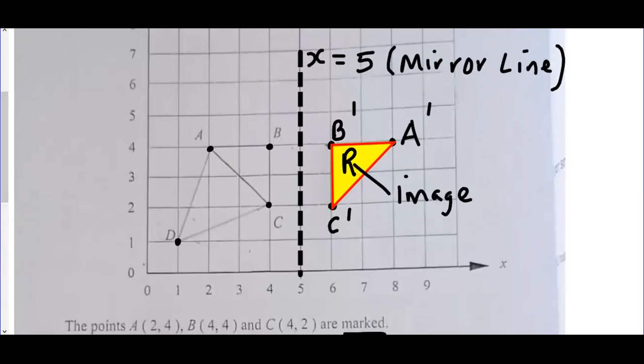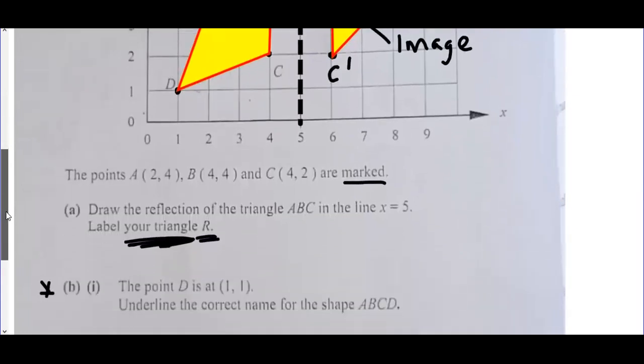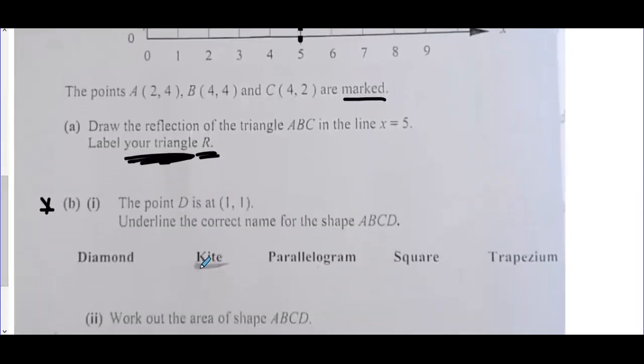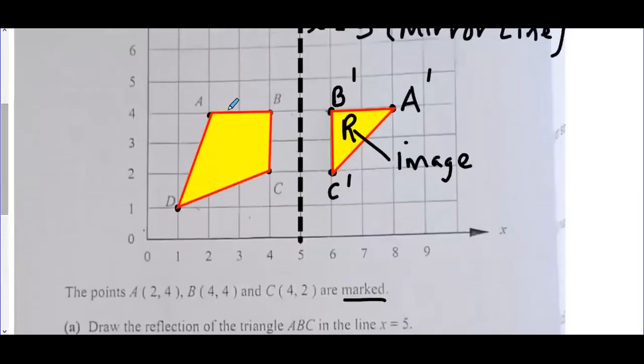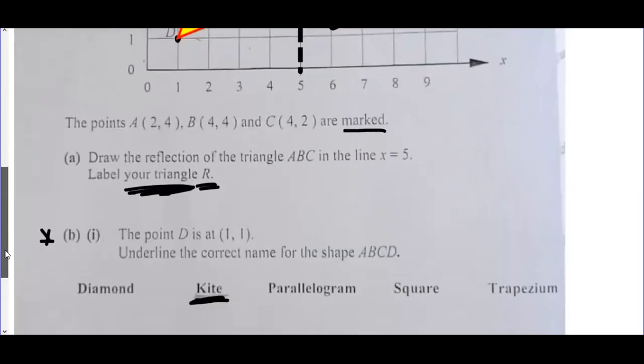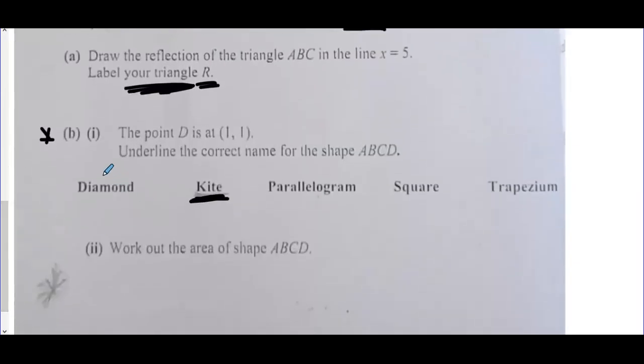Let us try to connect A to B, then B to C, C to D, and then D to A. What shape is that? Okay, so you can clearly see that that shape is a kite. So underline the correct name. ABCD is looking to be a kite, not a diamond, not a parallelogram, not a square, not a trapezium. So rather, it is a kite.